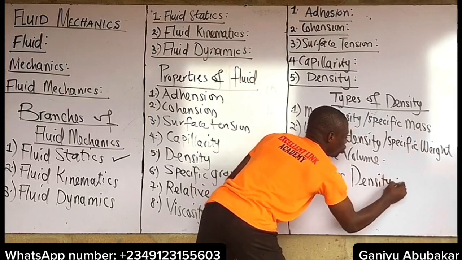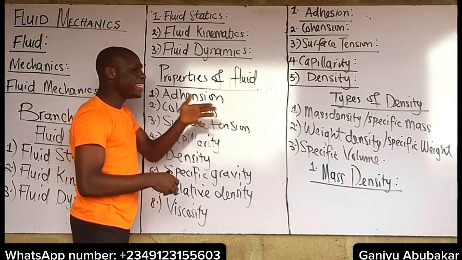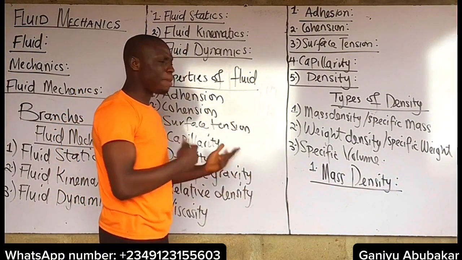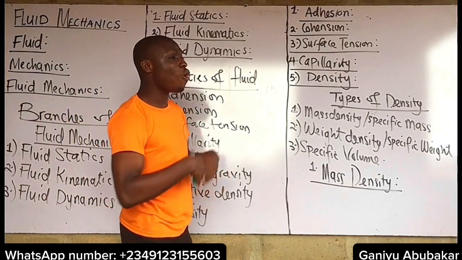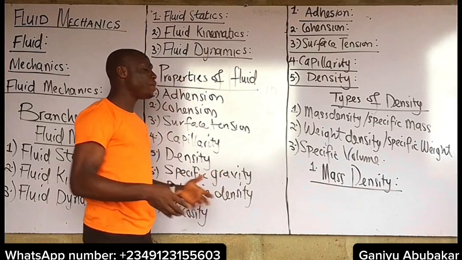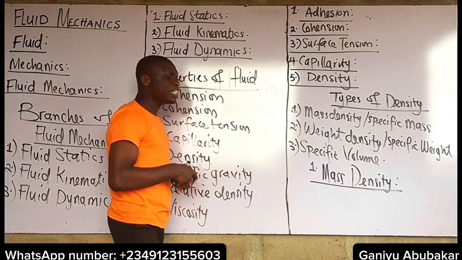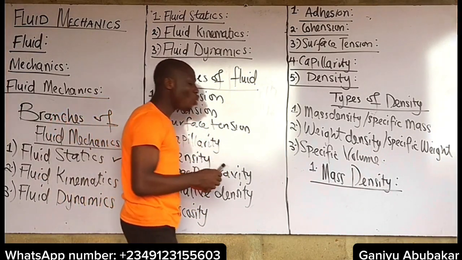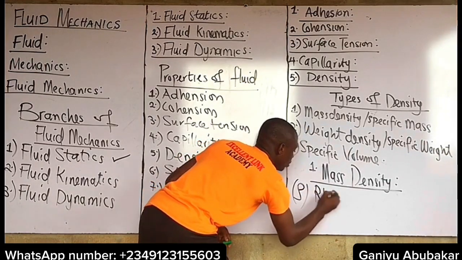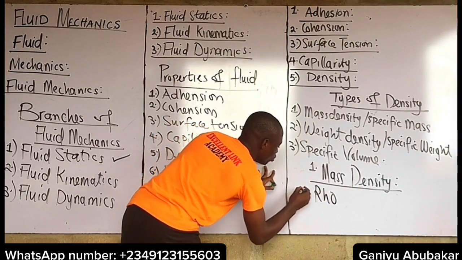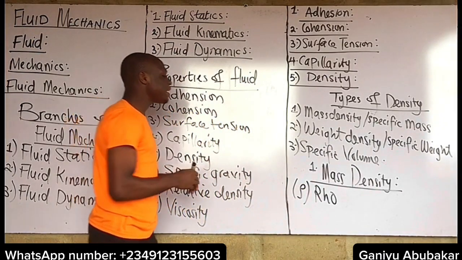Mass density, definition. Mass density is also called specific mass. It is simply the ratio of mass acting per unit volume of a fluid. It is represented by a Greek symbol called rho. This rho, right?